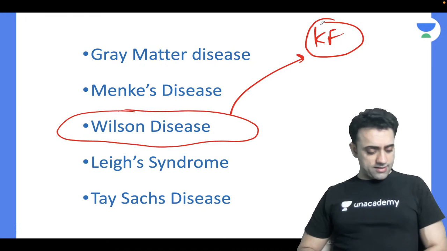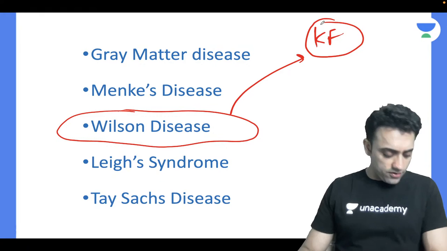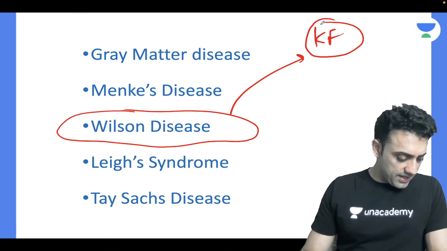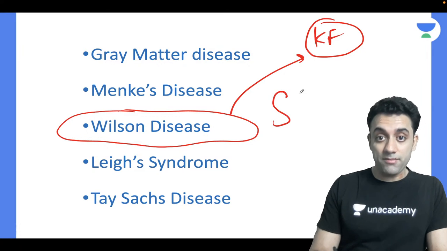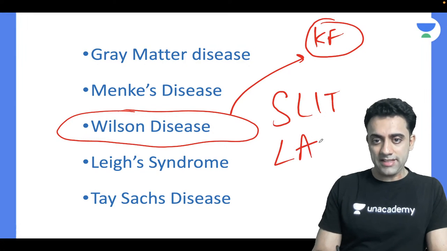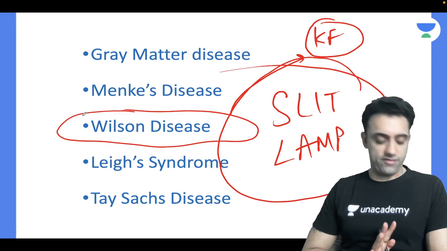Let's see who has the best answer. Let's see who will give the best answer. Yes, very good, perfect, very nice. So who will tell me? Yeah, very good. So slit lamp examination is the best choice for looking for KF ring, that you should know.